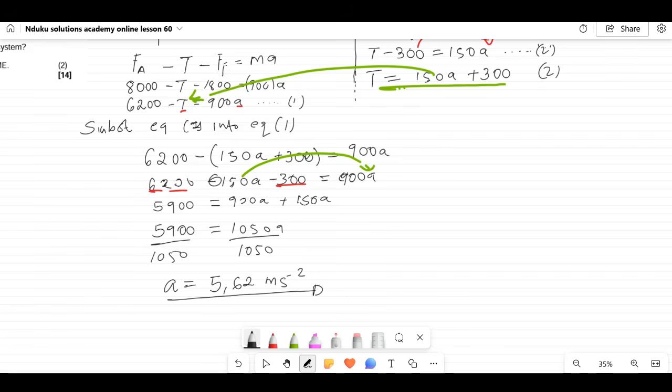So if the question was to say find the tension, then you can substitute into one of the formulas. Take this equation, 150 multiplied by 5.62 and then plus 300, and then it will give you the value of that tension. It will be in newtons. Good.